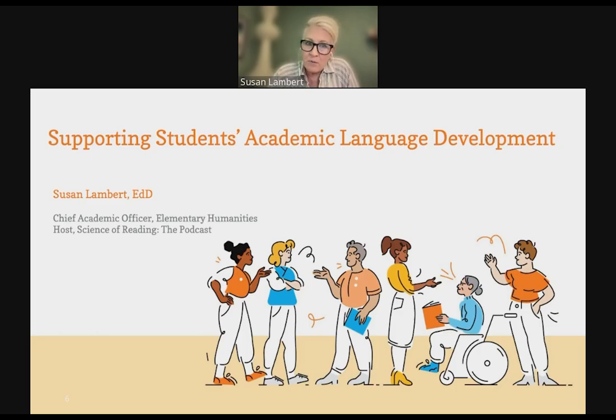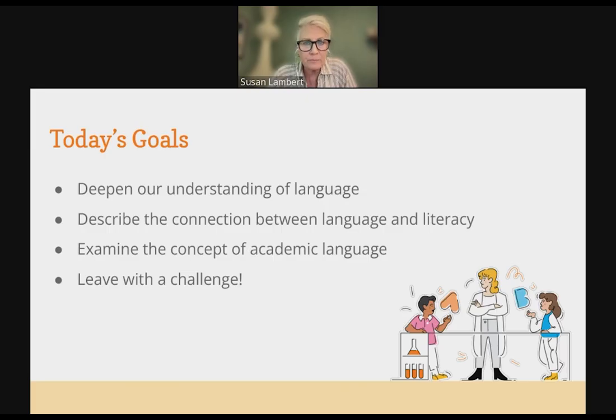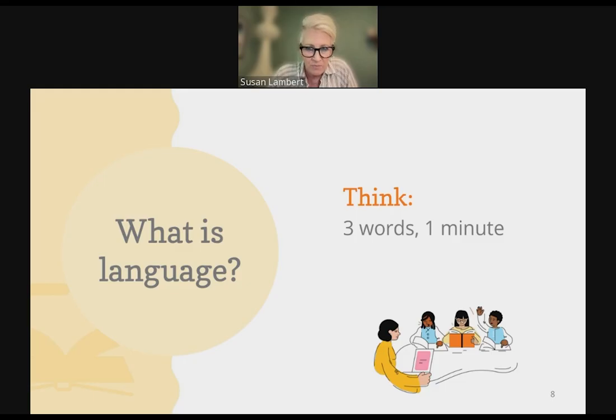So today we're going to talk about supporting students' academic language development. We're going to unpack what academic language development is. And our goals for today are to deepen our understanding of language. We're going to try to describe this connection between language and literacy. Like I said, we're going to examine and unpack this concept of academic language, and I'm going to leave you with a bit of a challenge. If we were in person, we would be doing lots of things that are interactive, and we are actually going to try to do that today too, so bear with me.